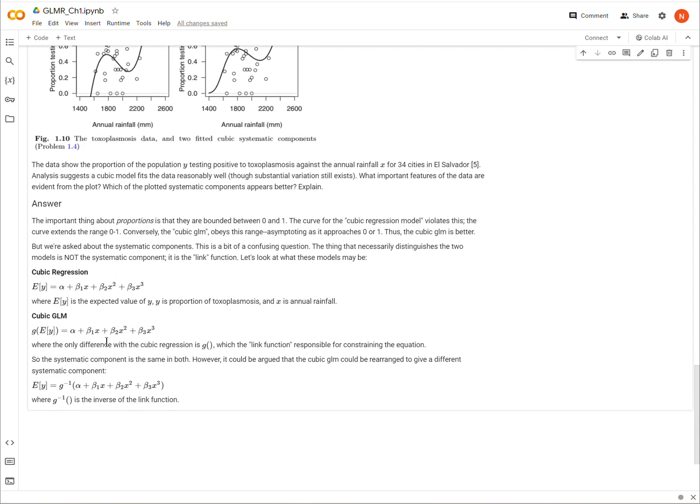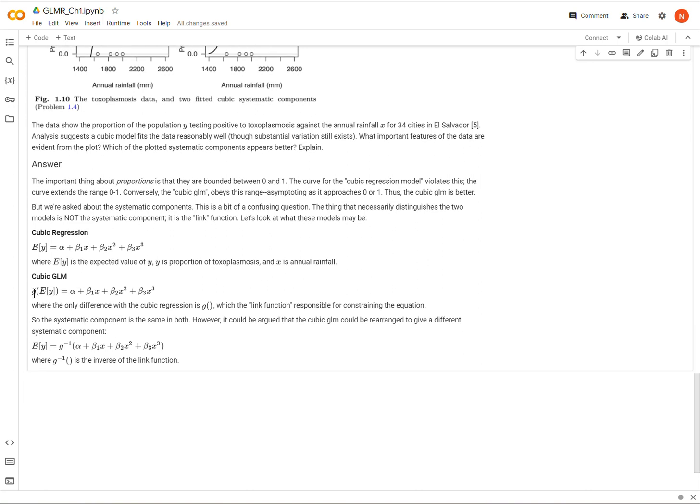Now, having said that, it is possible to argue that the cubic GLM actually does have a different systematic component. And how? Well, if we use the inverse of the link function to remove it, then we get that the expected value of y is the inverse link function of the systematic component. And I guess that maybe this right here is a systematic component that differs from here. Okay, that is that.